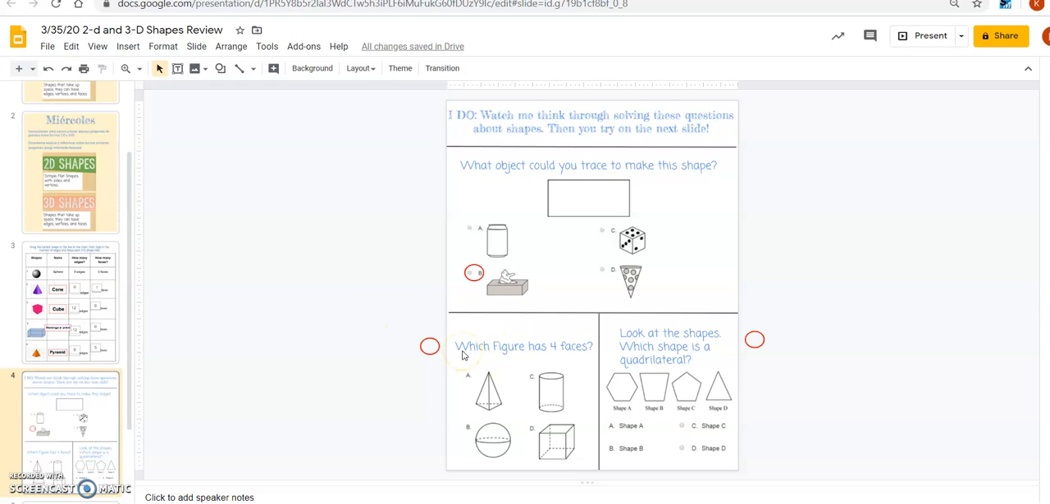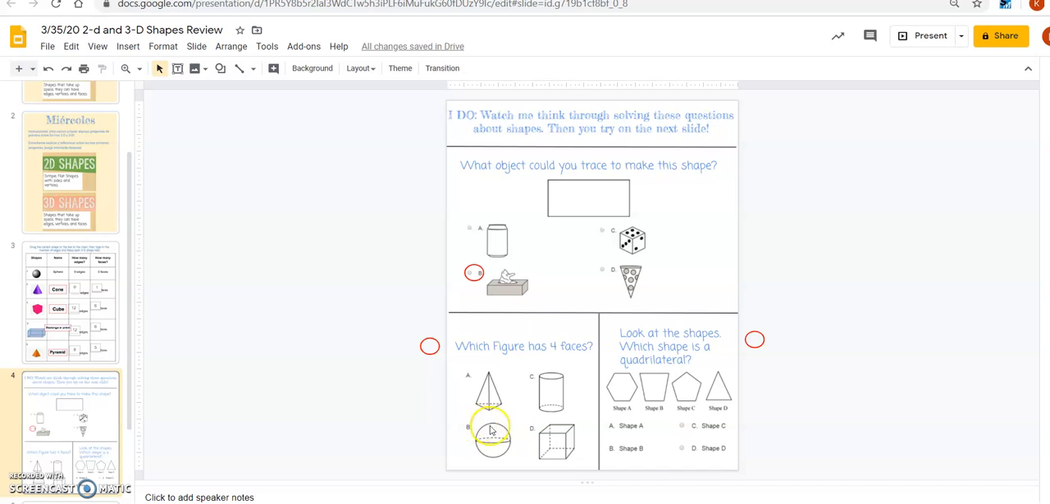Let's look at the next one. Which figure has 4 faces? This one is actually really interesting. Some of these I can get rid of really easily. I can get rid of sphere. This one only has 2 flat faces. Goodbye. And I know a cube has a lot of faces. I think it has 6.